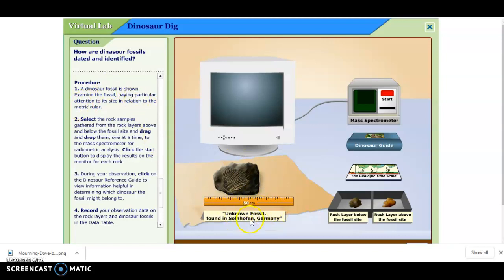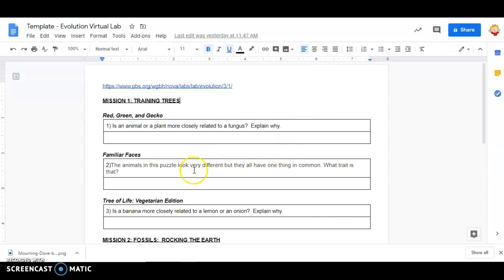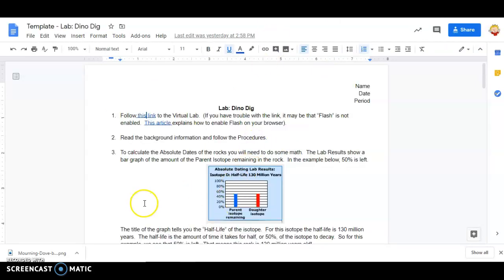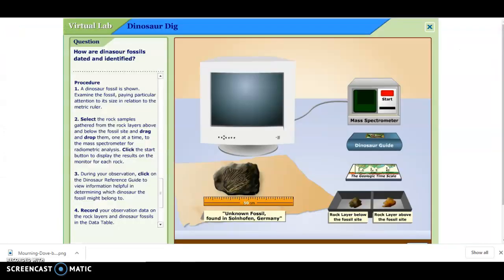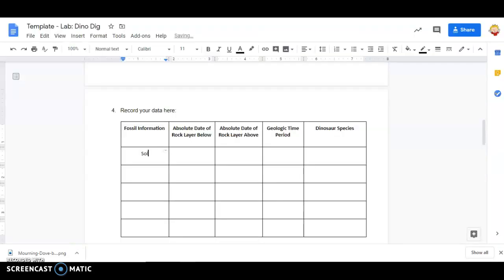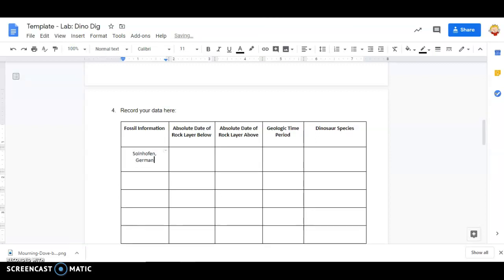And then what we need to do is we need to write down this information in our data table. So this is an unknown fossil found in Solnhofen, Germany. So go back to your lab right down here and put in the fossil information. Just put in that name, Solnhofen, Germany. That's where it was found.